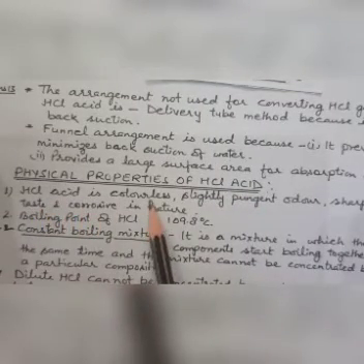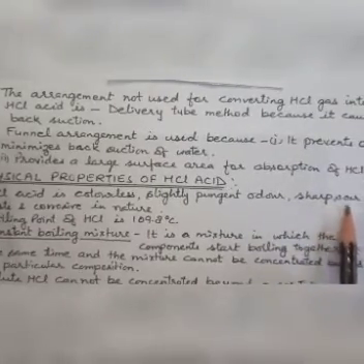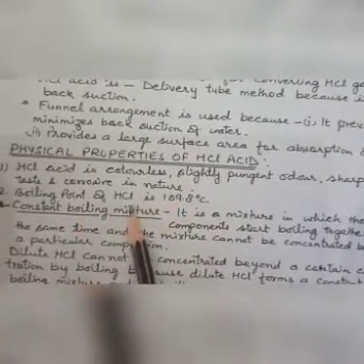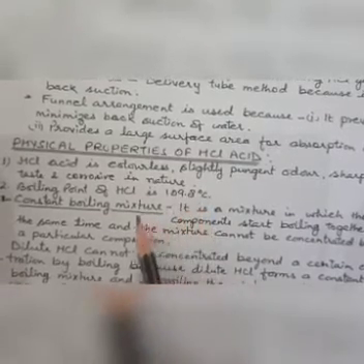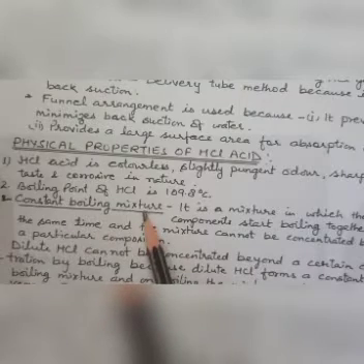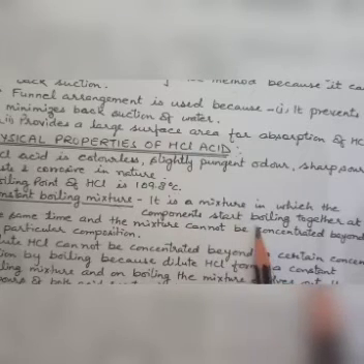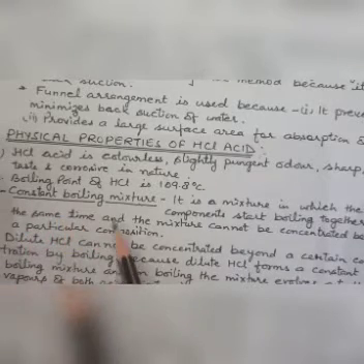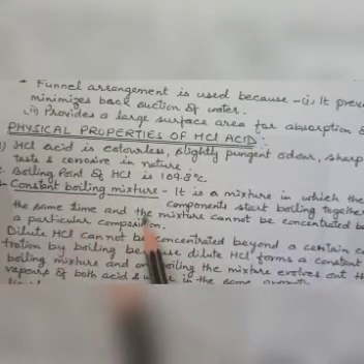Let's discuss physical properties of hydrochloric acid. Hydrochloric acid is colorless, has a slightly pungent odor, is sharp sour in taste, and is corrosive in nature. The boiling point of HCl is 109.8 degrees Celsius. Now the next question is, what is a constant boiling mixture? It is a mixture in which the components start boiling together at the same time, and the mixture cannot be concentrated beyond a particular composition.